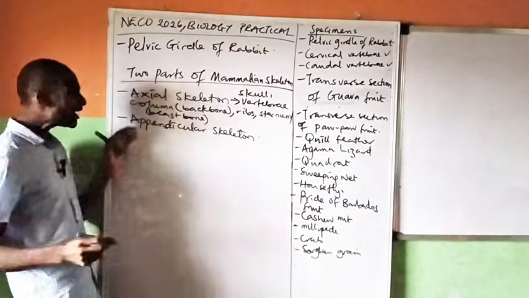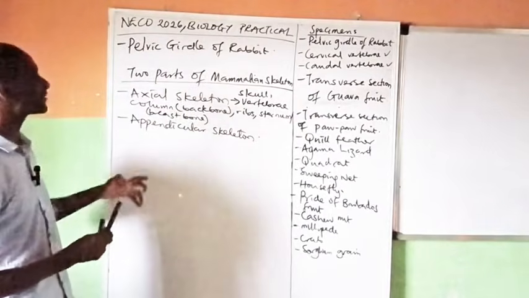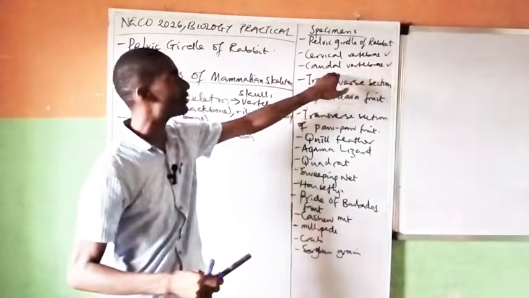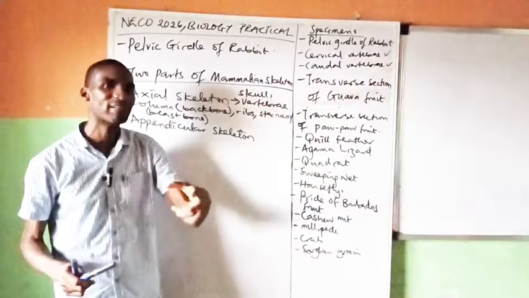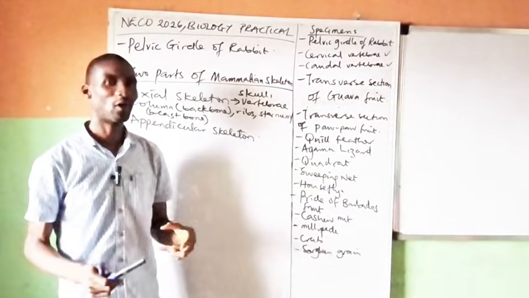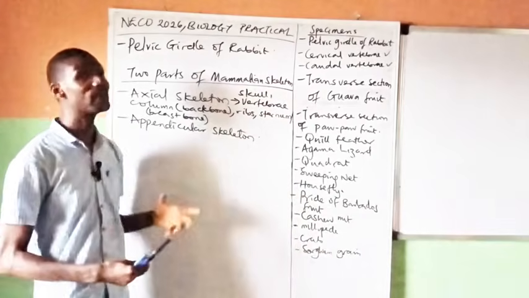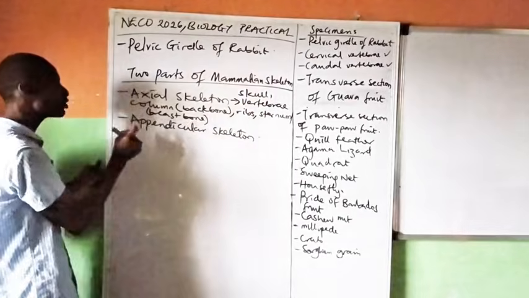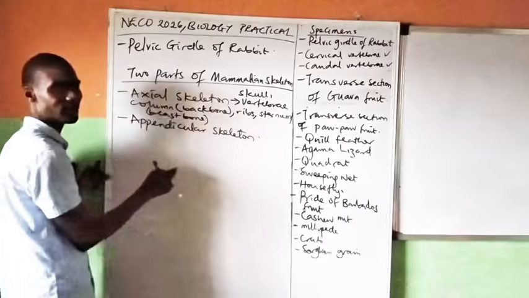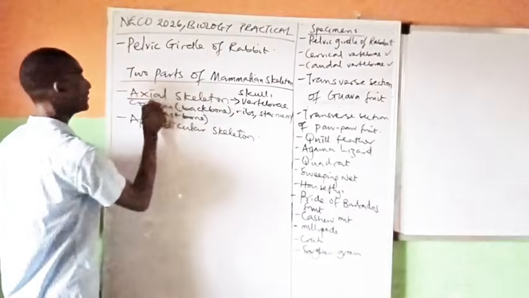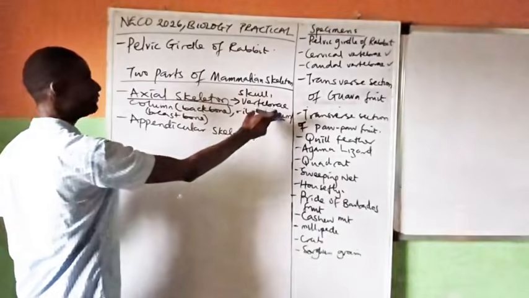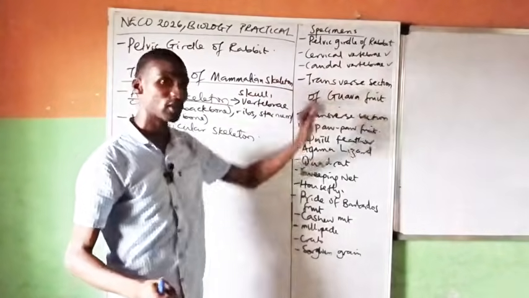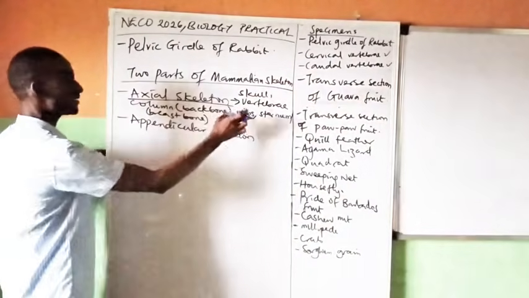Now, why do you need to understand this? They can ask you that this pelvic girdle or the cervical vertebrae or the caudal vertebrae, what part of the skeleton or of the human skeleton does it belong to? So the pelvic girdle belongs to the appendicular skeleton. We are coming there. Under this axial skeleton, we have the skull, the vertebral column, and part of the vertebral column is the cervical and the caudal. I'm still coming there. So for the axial skeleton, you have that.